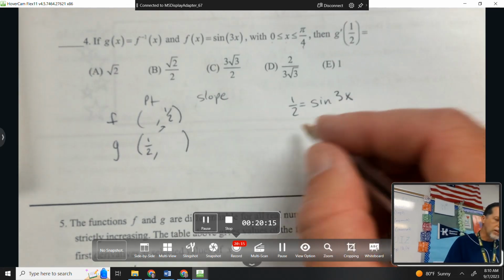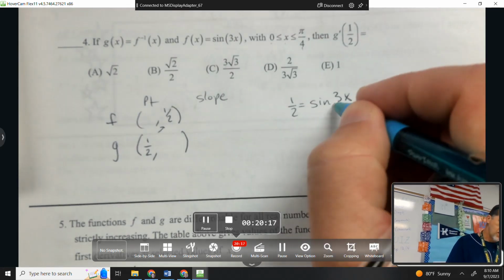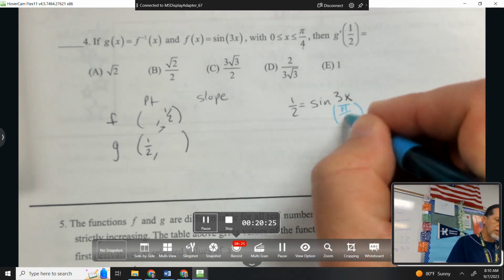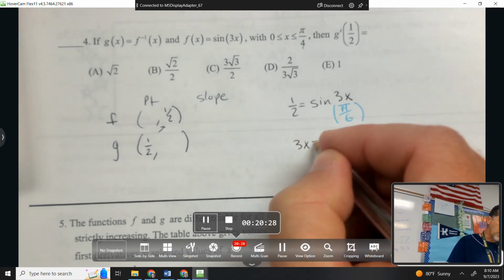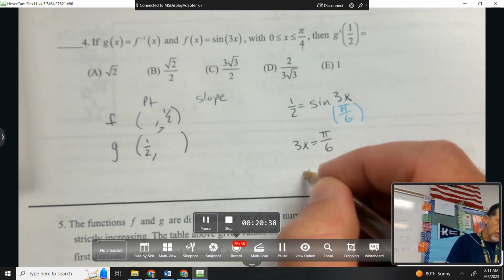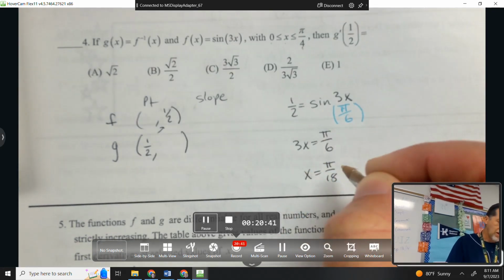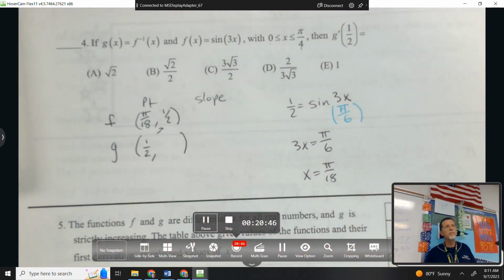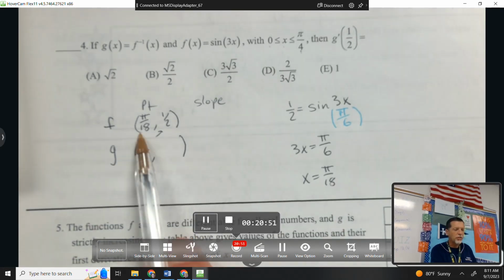So the sine of what is 1/2? What angle has a sine of 1/2? Pi over 6. So that means I need 3x to be pi over 6. Yeah, that's right. If 3x is pi over 6, then the sine is 1/2. Divide both sides by 3, and I get pi over 18. So there's my x value that I was looking for. That also means it's the y value of g, but we may not need that.